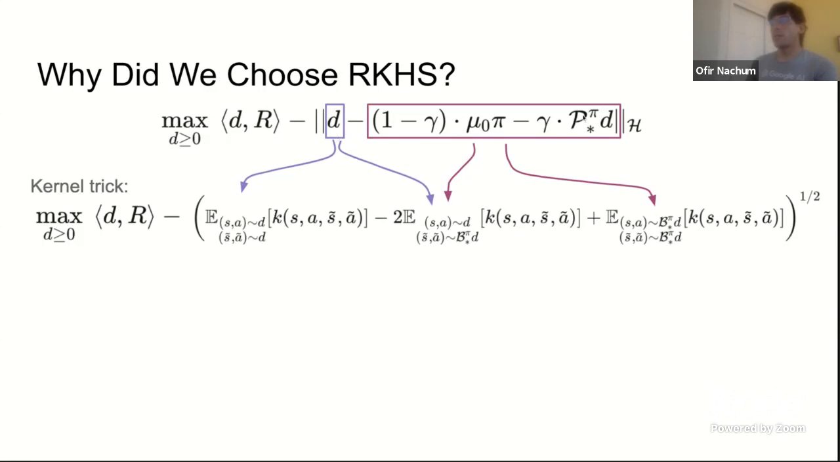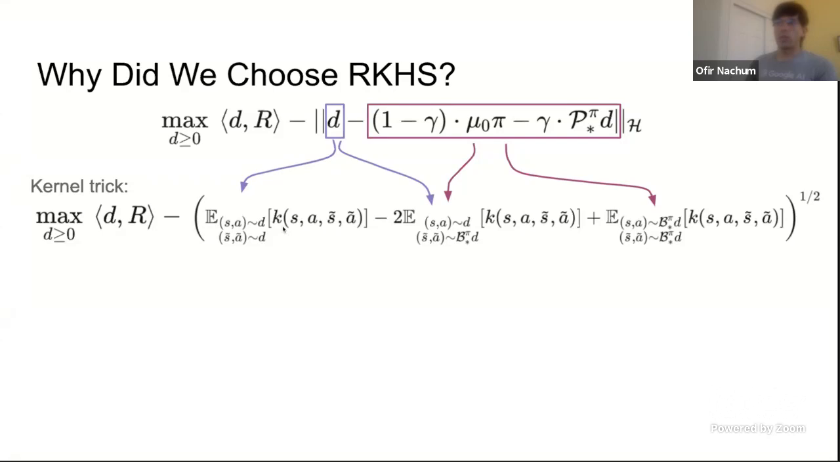Specifically, you can interpret what's going on here as measuring the MMD distance between D, which is some distribution, and the transpose Bellman operator applied to D, which is some other distribution. And you can write that instead as a sum of expectations of kernels, where you have an expectation over 2 samples from D, an expectation over 2 samples from this transpose Bellman operator, and an expectation over 1 sample from each of these. And now we have nice expectations, and they're a bit more tractable than optimizing this directly.